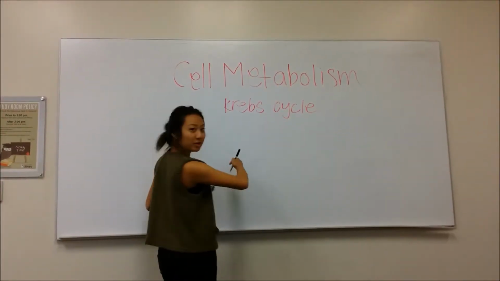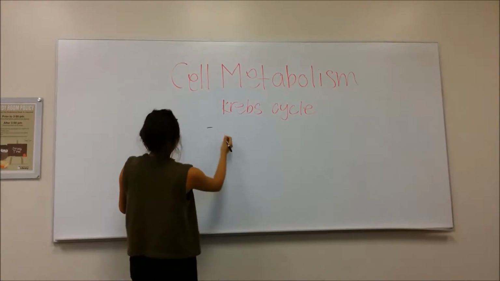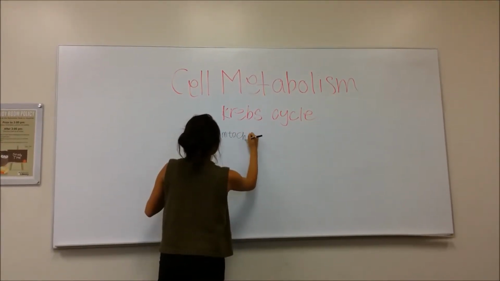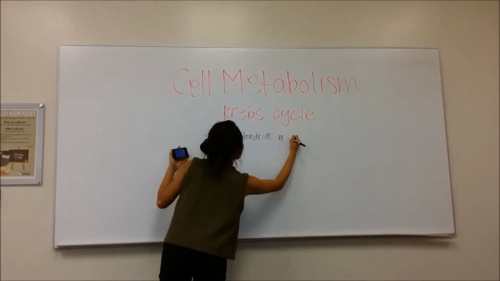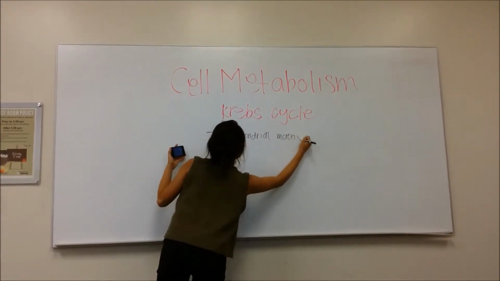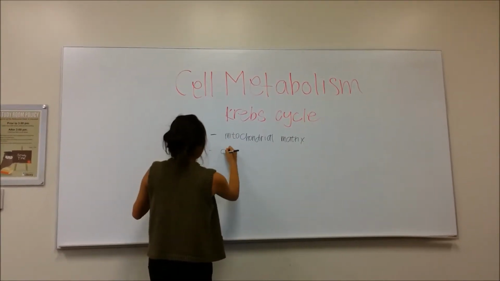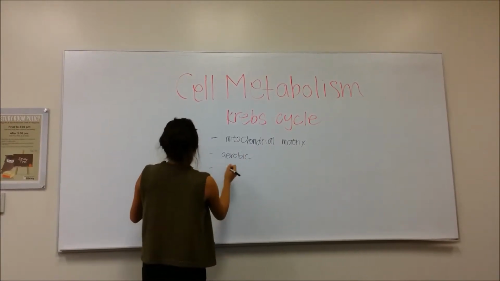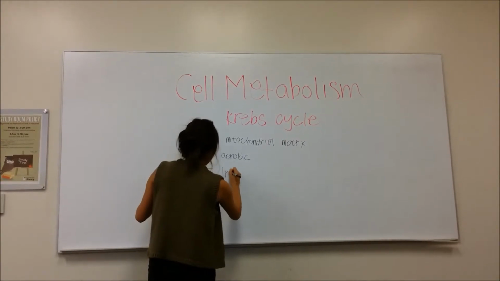Okay, so I'm going to be talking about the Krebs cycle. The first thing to know about the Krebs cycle is that it occurs in the mitochondrial matrix. The process of the Krebs cycle is aerobic, which means that it requires oxygen. The input for this process is 1 molecule of pyruvate.